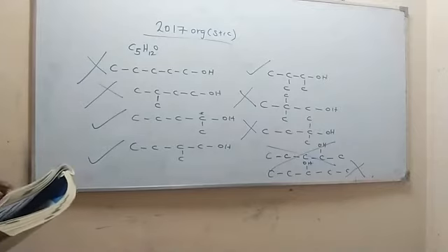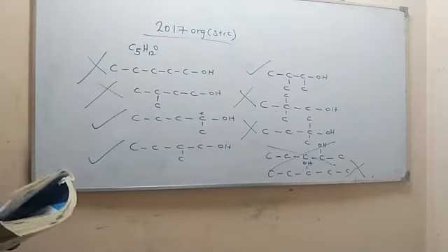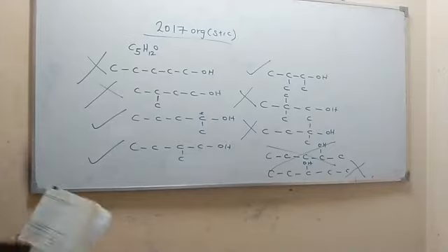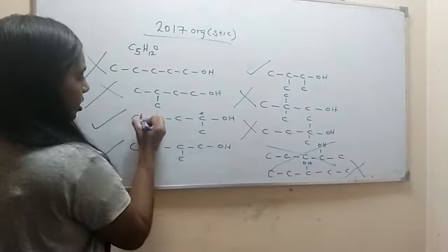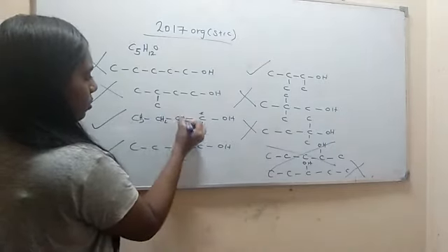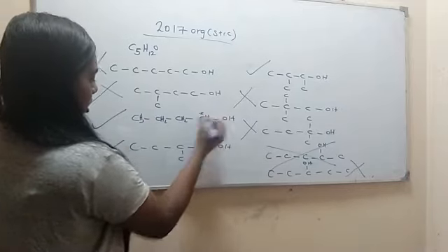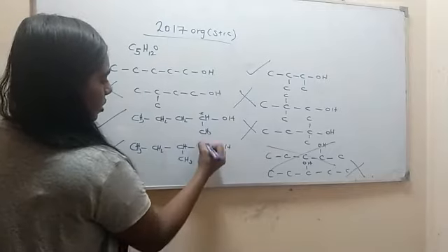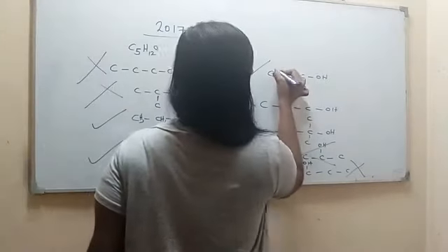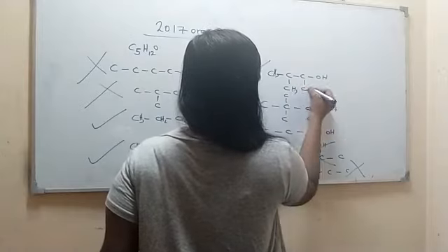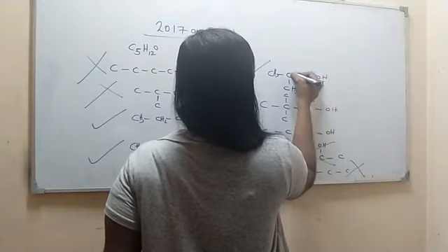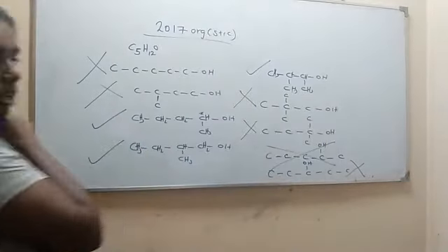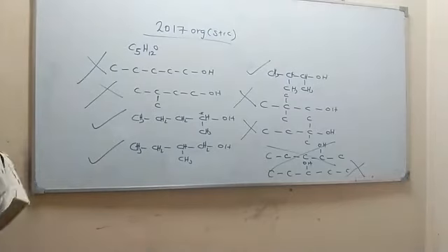So they are asking to draw possible structures for A, B, and C. Okay. So what are the possible structures for A, B, and C? One is CH3, CH2, CH2, CH3H. Another one is CH3, CH2, CH, CH3, CH2OH. So another one is CH3, CH3, CH3, CHOH, here also CH. So these are the possible structures for A, B, C.